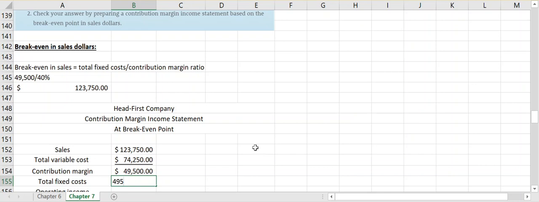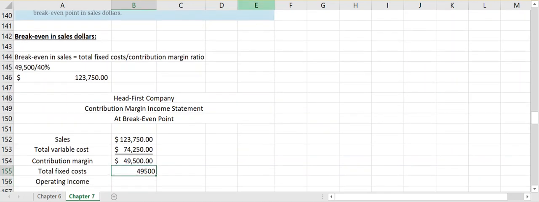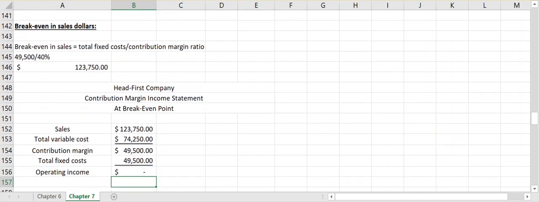We know that our total fixed costs are also $49,500, which means my operating income would be 0, which means that we did in fact properly calculate our break-even point in sales dollars.